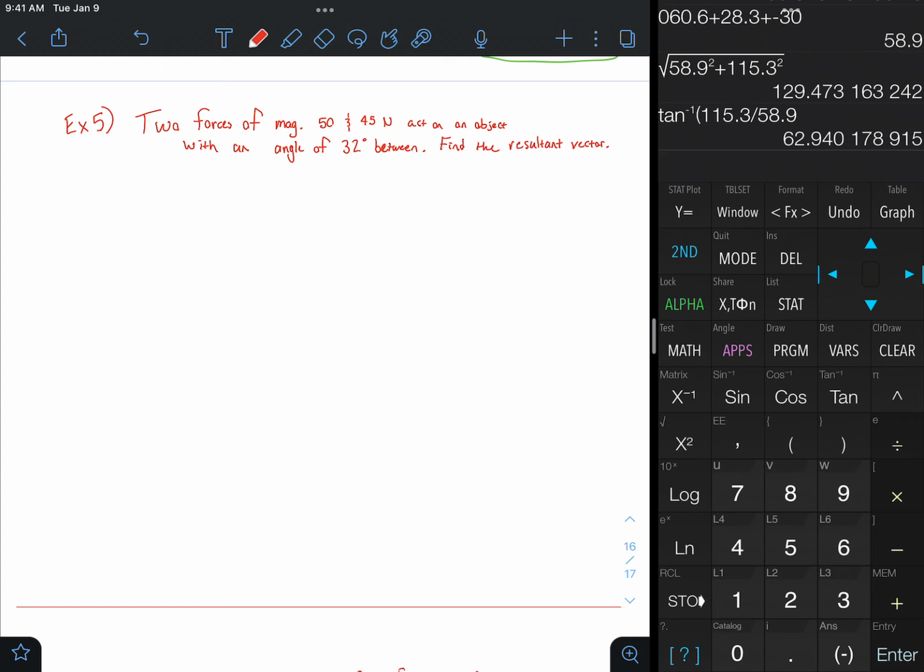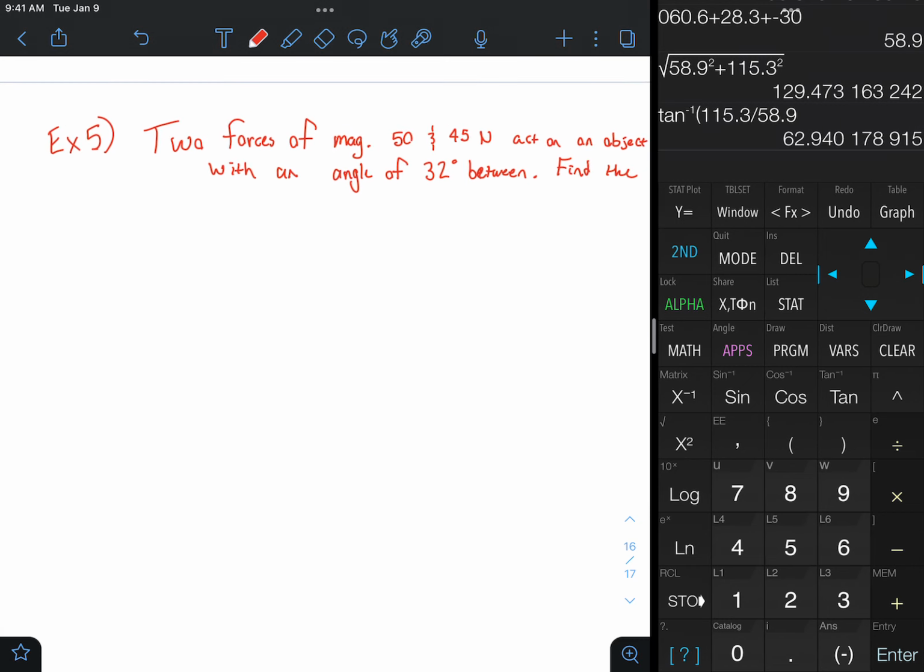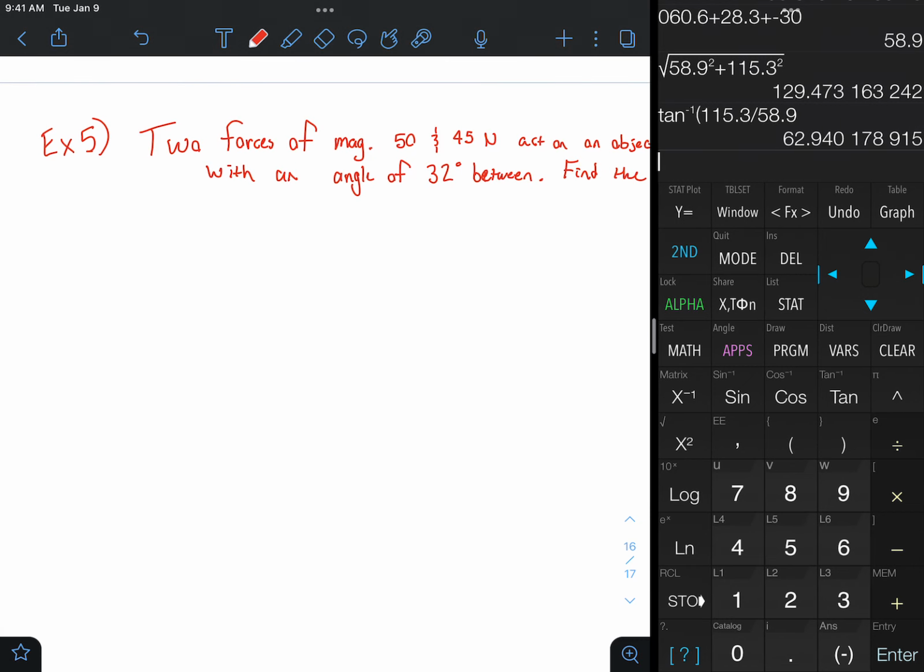2 forces, magnitude of 50 and 45 newtons act on an object with an angle of 32 degrees between them. Find the resultant vector. So there's a couple ways you can draw this, and I actually wouldn't draw it this way that I'm about to show you here. So you could put your vectors like that right there and then put 32 degrees. And then it's sometimes a little bit hard to get the triangle sketched out, or the parallelogram, because your resultant vector is going to be somewhere here in the middle, something kind of like that right there.